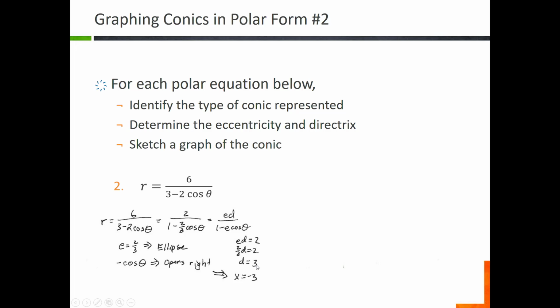Okay, so we know the value of the directrix is 3, and because the graph opens right, I know it has to be x equals -3. It's negative because it's in the opposite direction, so right goes left, so it's -3, and it's x because it's a cosine, a graph opening to the right.